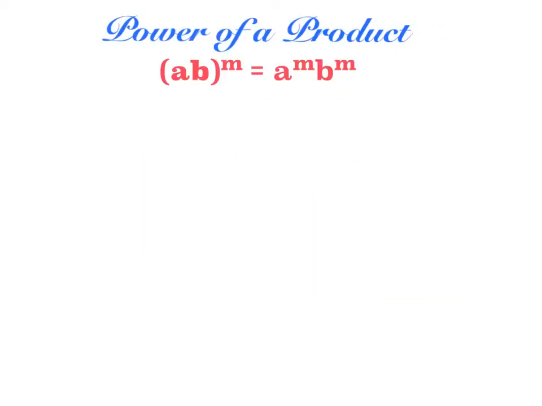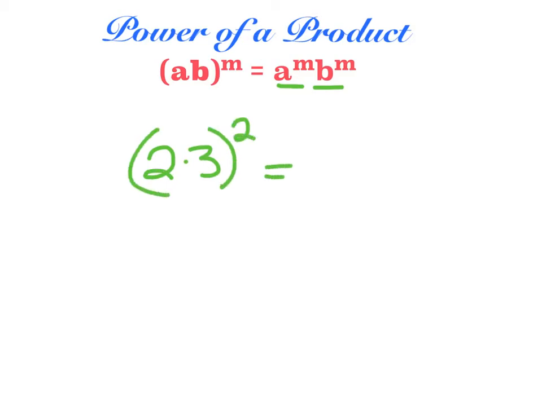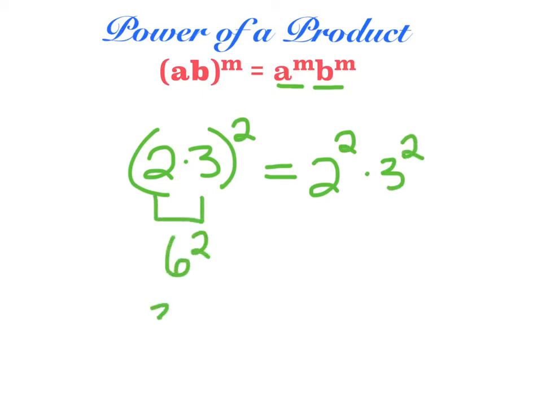Now we can distribute exponents, but only over multiplication, not over addition and subtraction. So if I have a times b raised to the m, then I can split that up into a to the m times b to the m. For example, if I had 2 times 3 all squared, then that's the same thing as saying 2 squared times 3 squared. Because we could do it this way, 2 times 3 is 6, squared is 36. Or we could do it this way, 2 squared is 4, times 3 squared is 9, and 4 times 9 is 36.